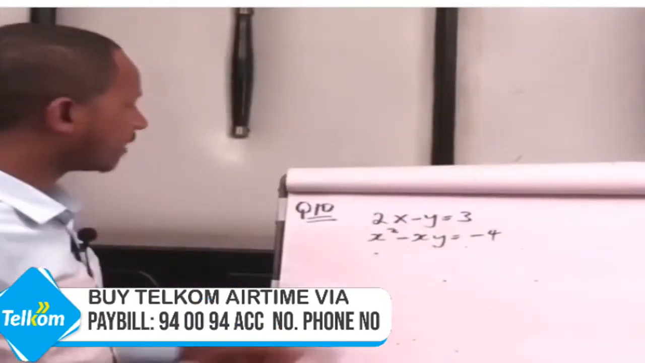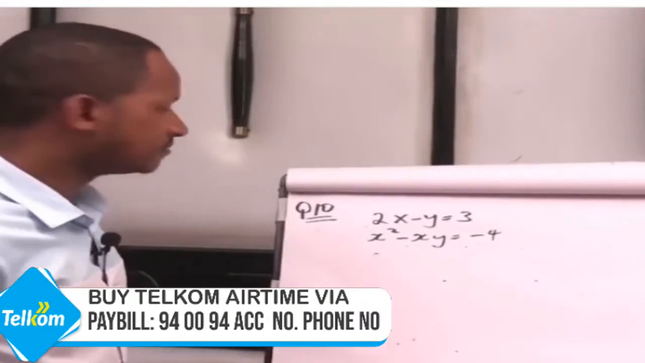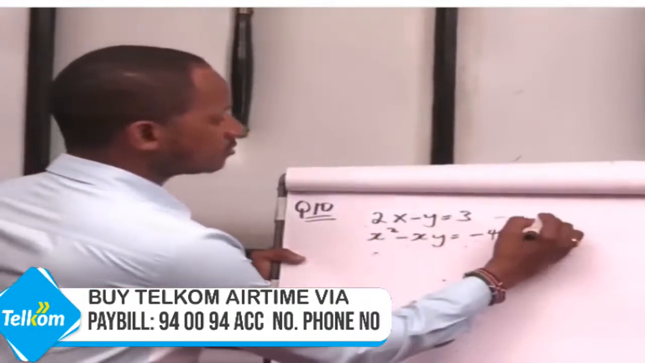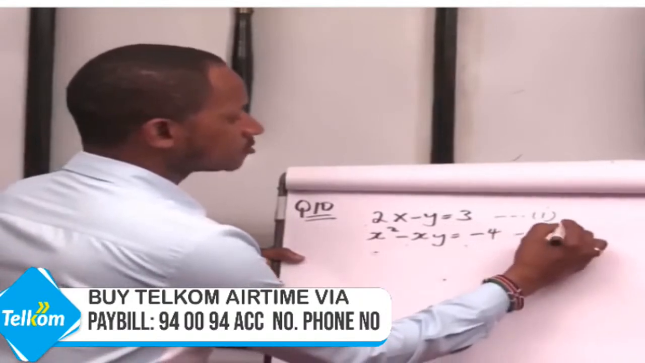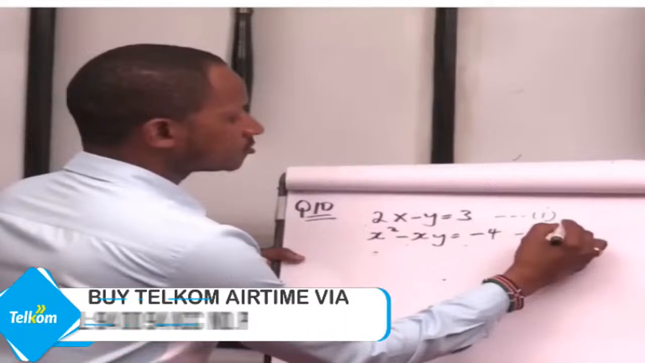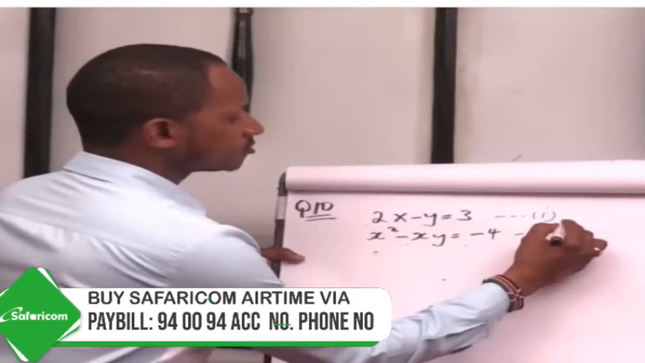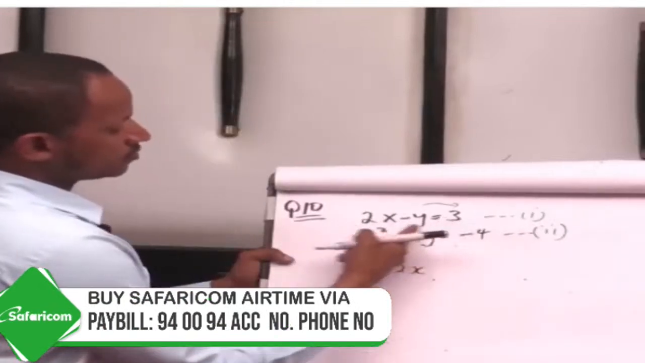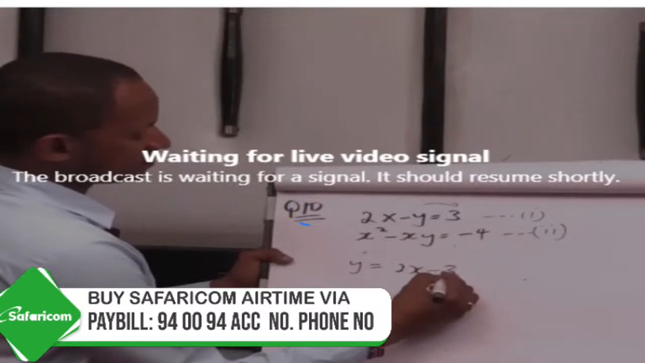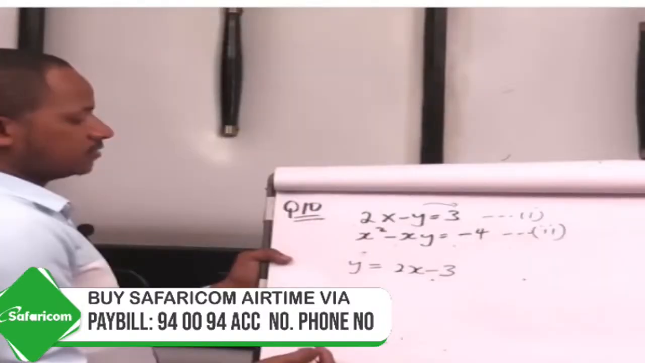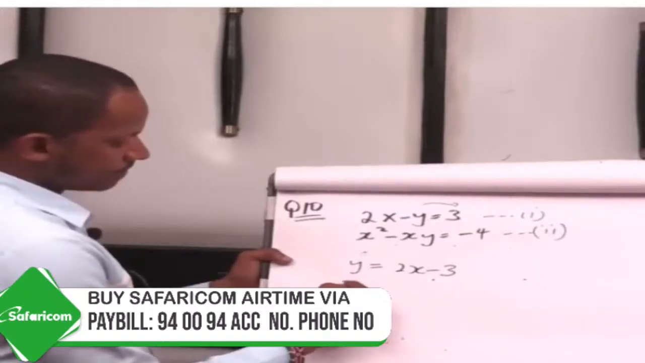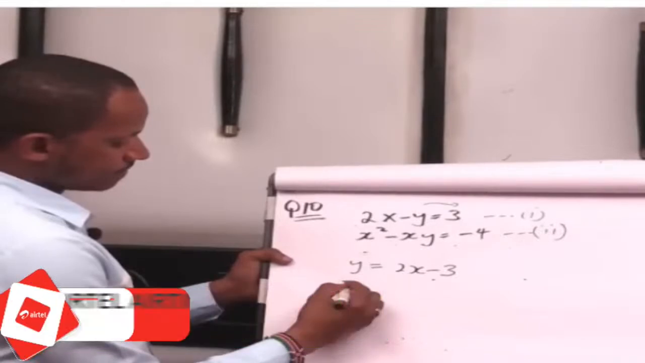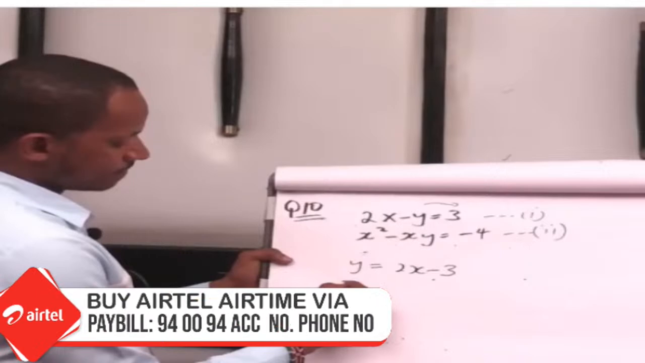Simultaneous equations you can solve either by elimination or by substitution. So let's substitute. This is equation 1, equation 2. Let's make y the subject of the formula here. When y crosses to this side, y equals 2x, then 3 crosses to the other side and becomes minus 3. In the second equation, just substitute the value of y. So x squared minus x times (2x minus 3) equals minus 4.